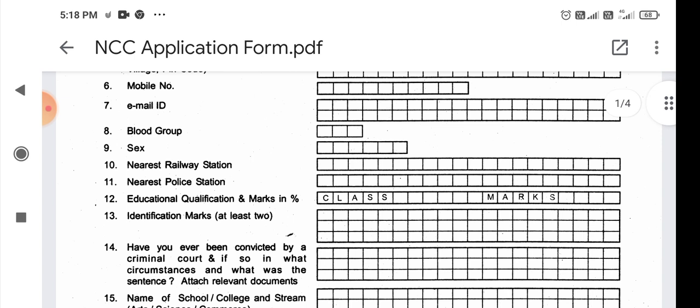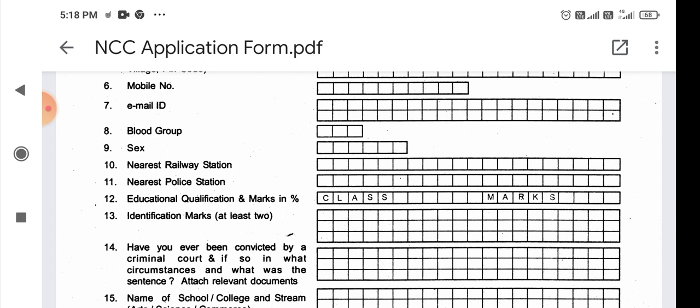Then your educational qualification. In this case, you have to write your educational qualification. If you are an open quota cadet, your educational qualification must be 10th, and you have to fill in your percentage of marks in the 10th standard. And if you are applying during graduation, you have to fill in your marks in the 12th standard.